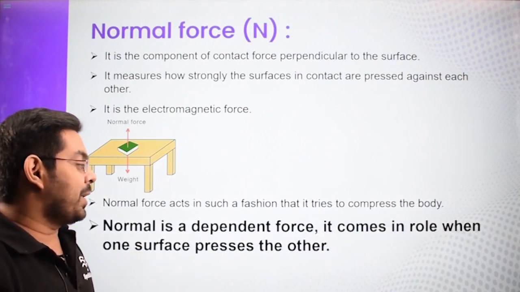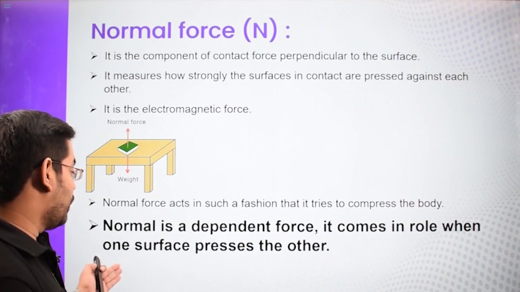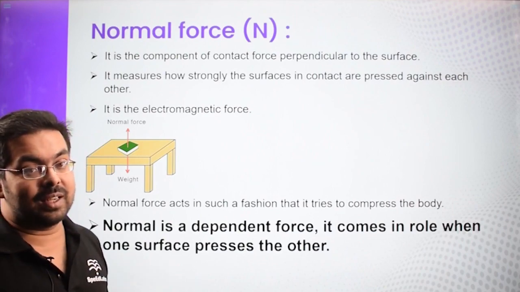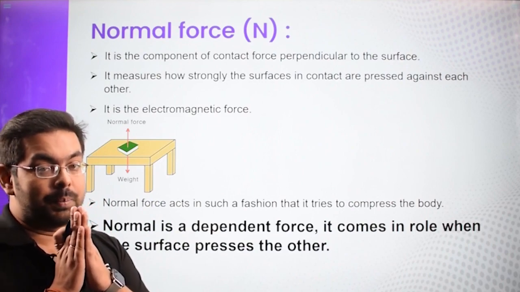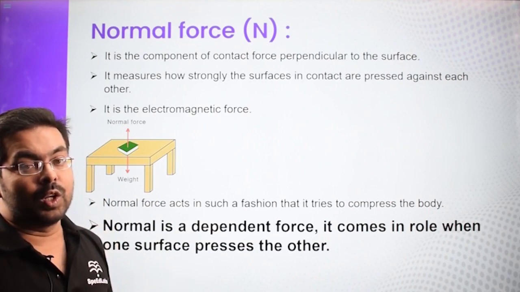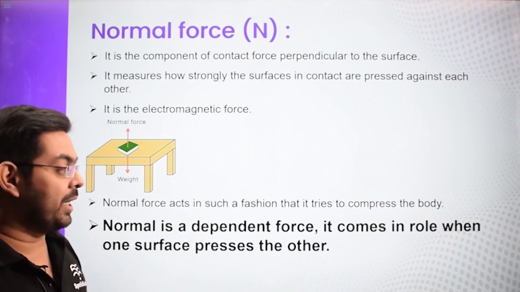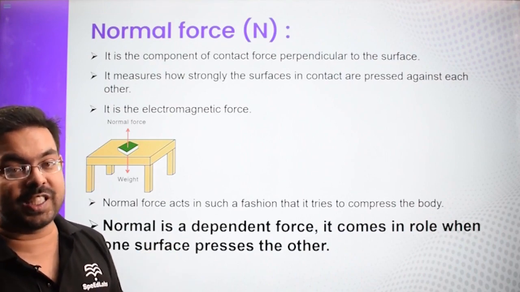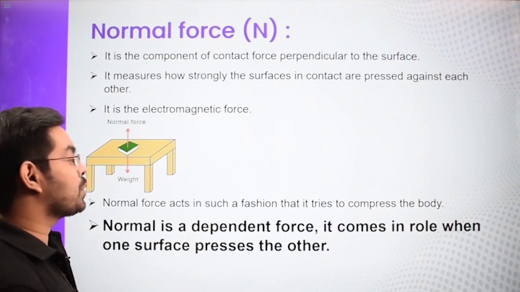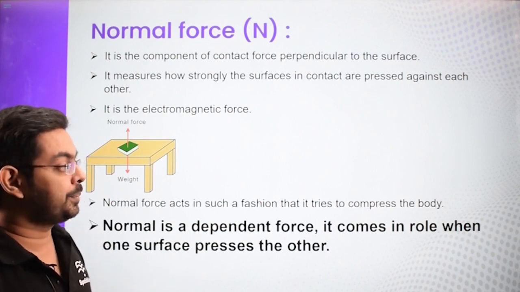Normal is a dependent force. It comes into role when one surface presses the other. Until there is contact and they try to press each other, no normal force will come into play. Until both bodies come in contact and try to press each other, the normal force is not going to act between them.